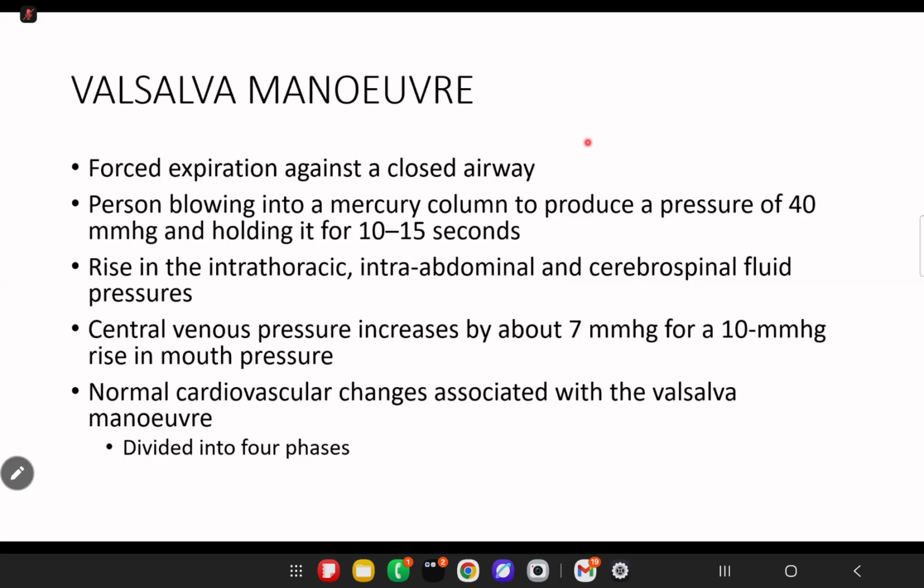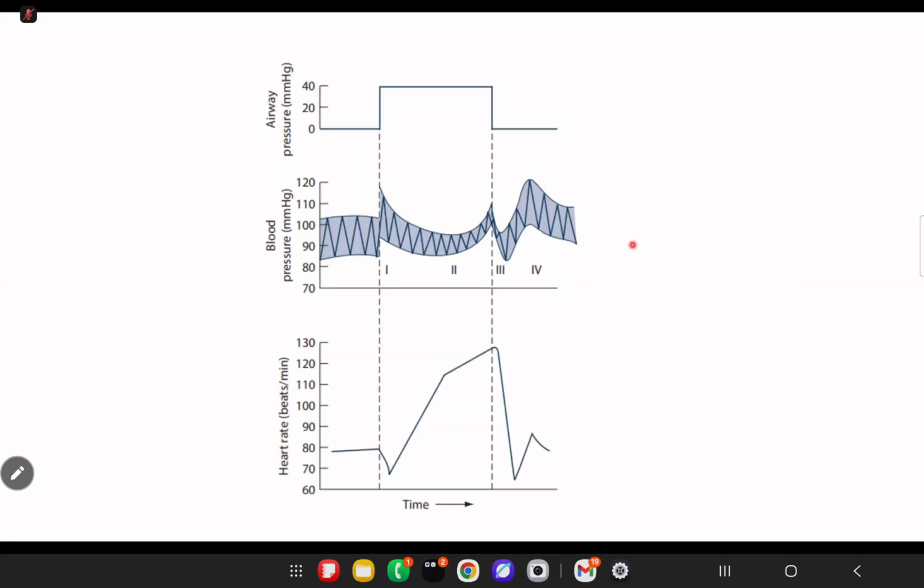And this will lead to a series of cardiovascular changes, which is known as the Valsalva response, which is divided into 4 phases. So this can be graphically depicted like this. You get your airway pressure maintained at 40 over 15 seconds. And this is what will happen to your blood pressure, and this is what will happen to your heart rate. So let's go through this.